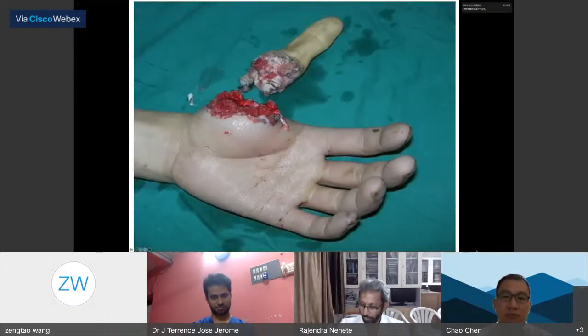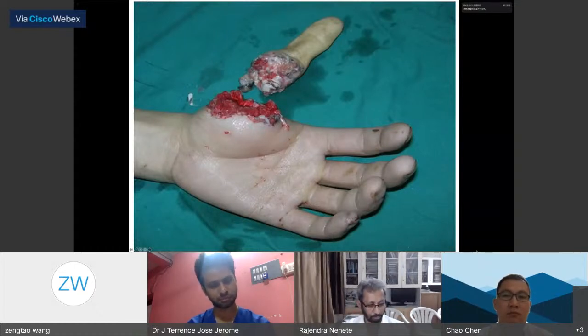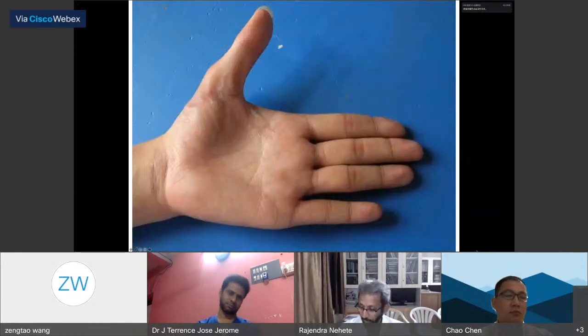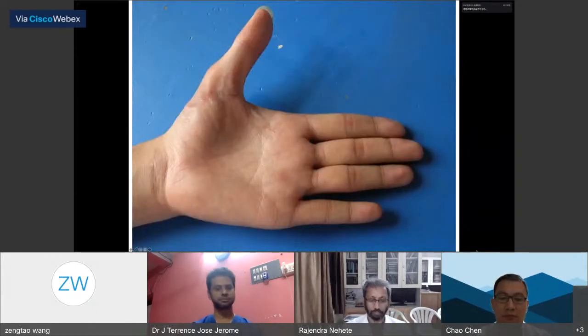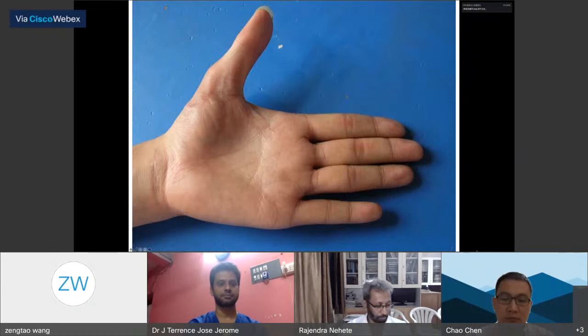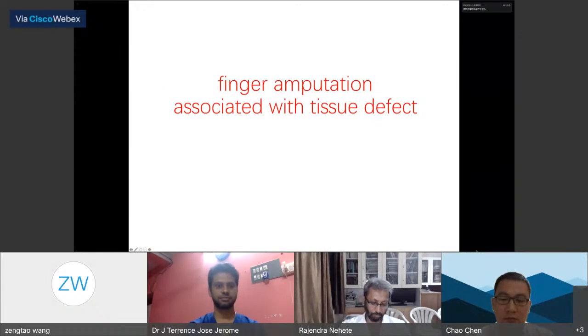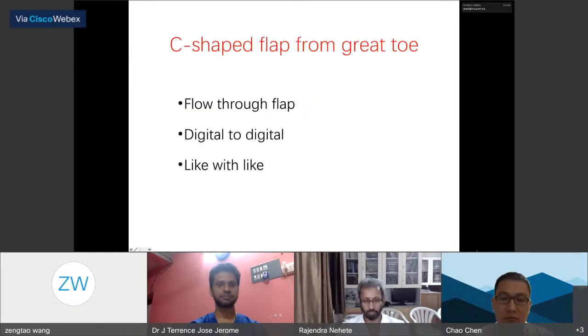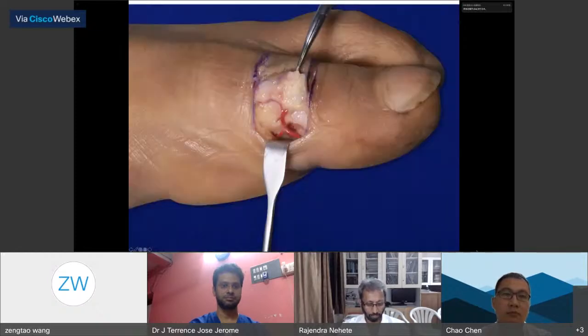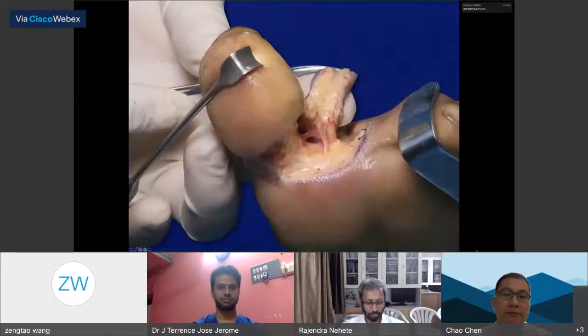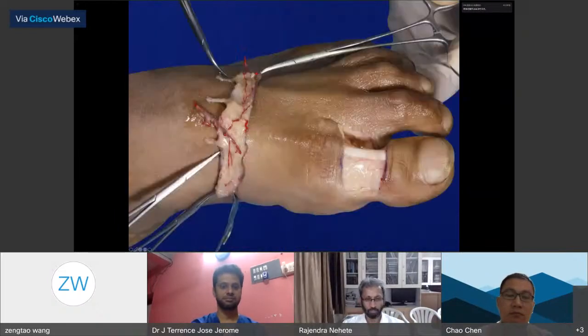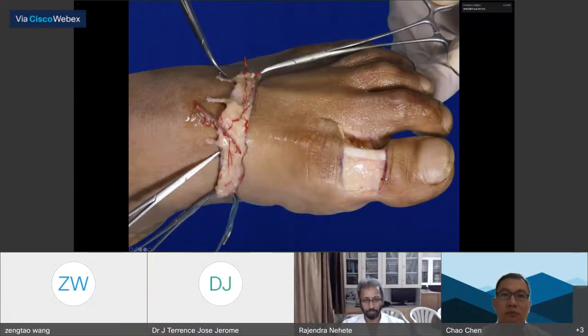For this case, a thumb amputated. Replantation, postoperative one year, good appearance and good function. Finger amputation with surface tissue defect. We use the C flap from critical anatomy. This is a C-shaped flap.